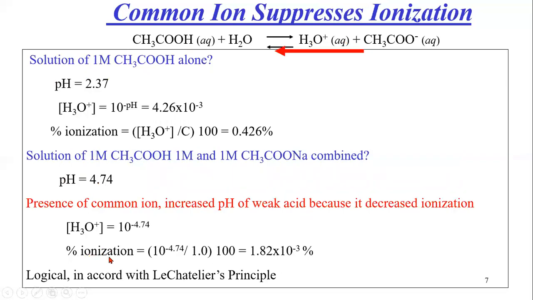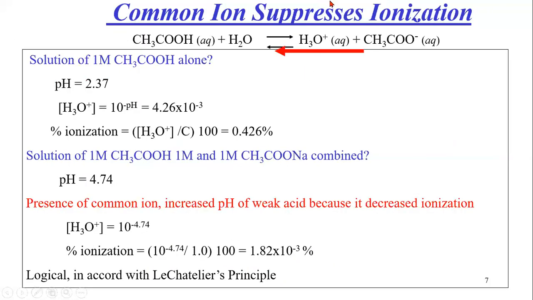My percent ionization, look what happens to it. Of course, my H3O plus decreased. Therefore, what happens to the percent ionization? It also decreased. Oof, it decreased quite a bit. Now it's 1.8 times 10 to the minus 3%. So, it's very logical that the percent ionization decreases.